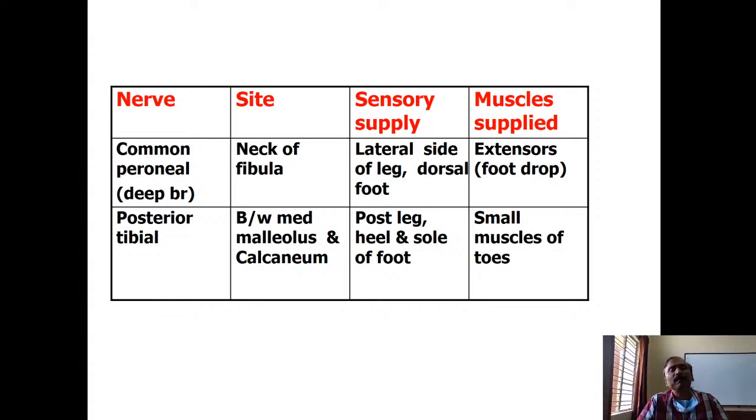And the posterior tibial is between the medial malleolus and the calcaneum. I can't put my foot up, otherwise I would have shown you. Between the medial malleolus and the calcaneum. And the sensory supply is the posterior leg, the heel and the sole of the foot. The small muscles supplied are the small muscles of the toes.